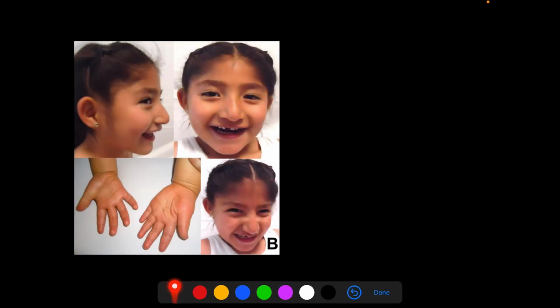Well, this is just a photo of a child suffering from Angelman syndrome. We can see the laughter. They always keep laughing, and it's also known as happy puppet syndrome.